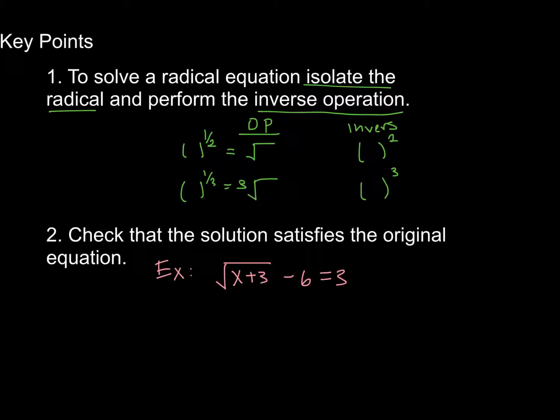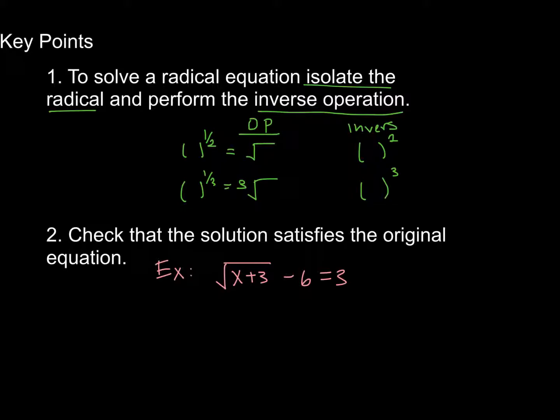Okay, so here's an example. What I'm going to try and solve for is the variable such that when I add 3 to it and take the square root and then subtract 6, I will get 3. So to follow through here, I want to isolate my radical so that I can then perform the inverse operation to both sides. In other words, squaring, since this is square rooting.